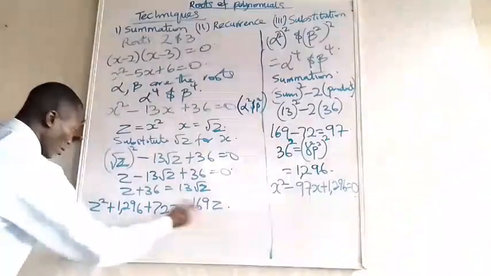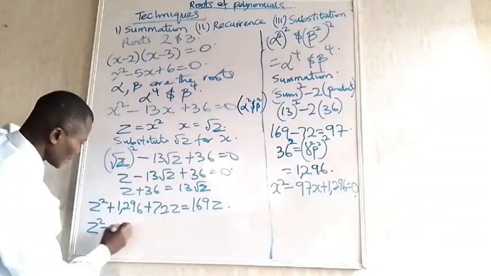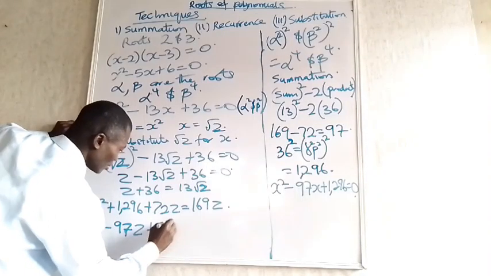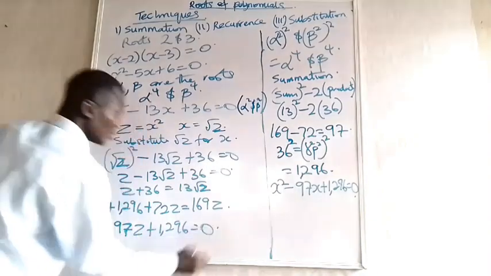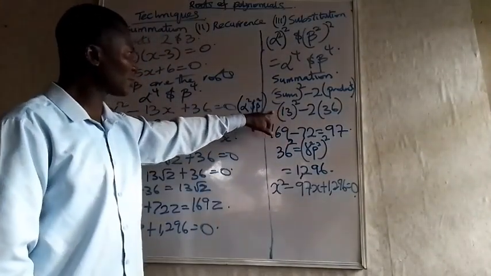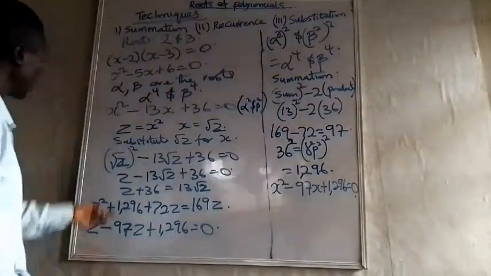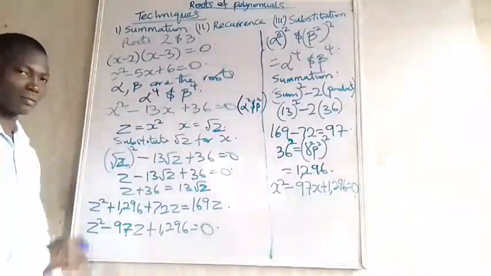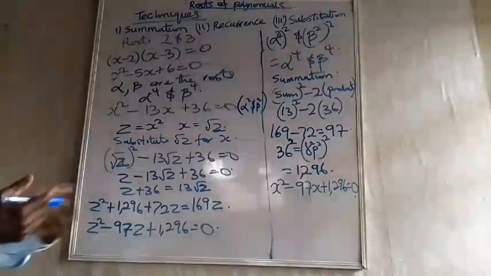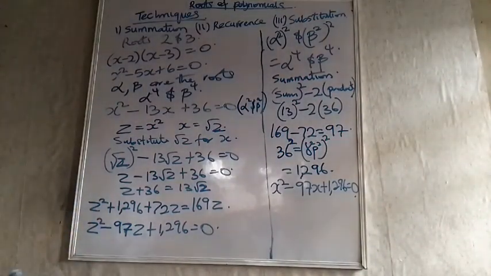So, on breaking it down, we have z squared minus 97z plus 1296 equals 0. So you can see, using summation to get the sum and the products, we got this. Using substitution, you can see, we don't even need to do unnecessary long work. So, by the time you are used to it, you can just play and juggle with any of the techniques as you see fit.